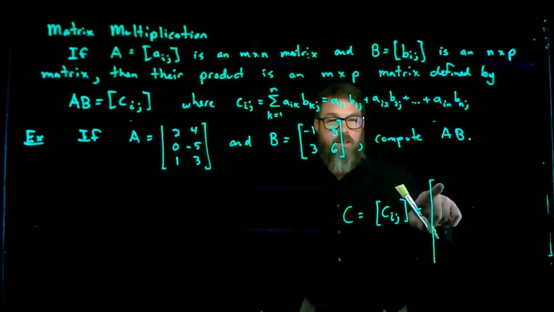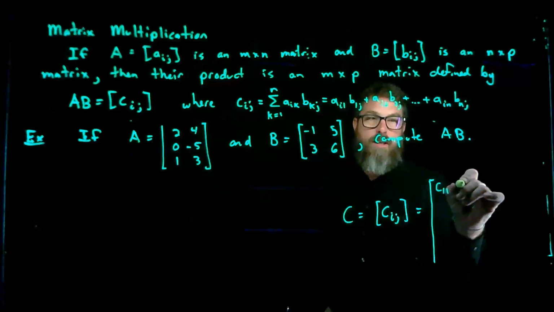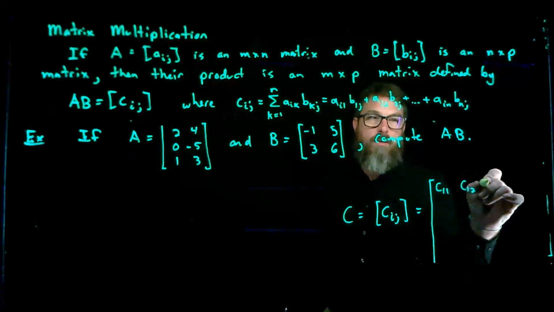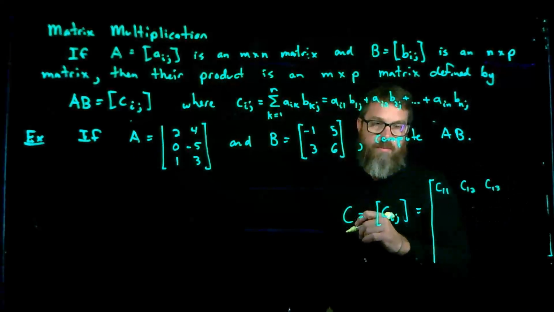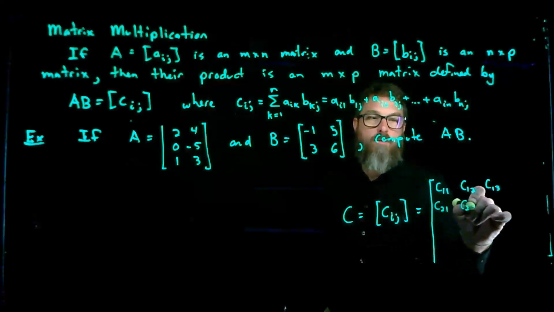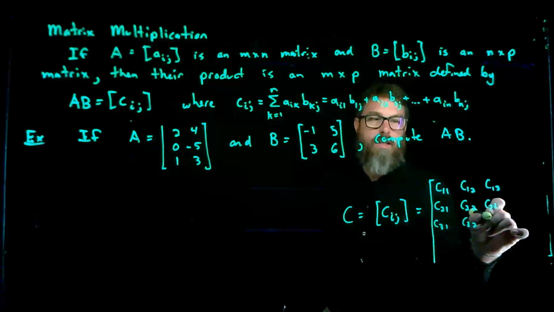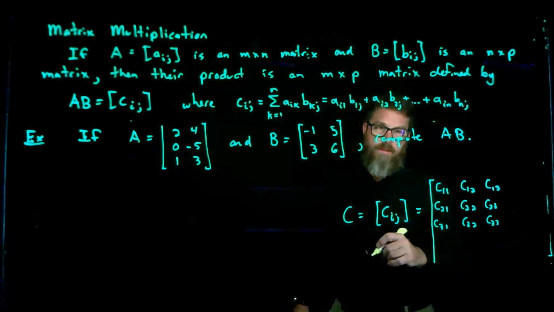Like for instance, this is going to be the first row, first column. This is going to be the first row, second column. This is going to be the first row, third column. And so on. This is going to be the second row, first column, second row, second column, second row, third column. Similarly, third row, first column, third row, second column, third row, third column.